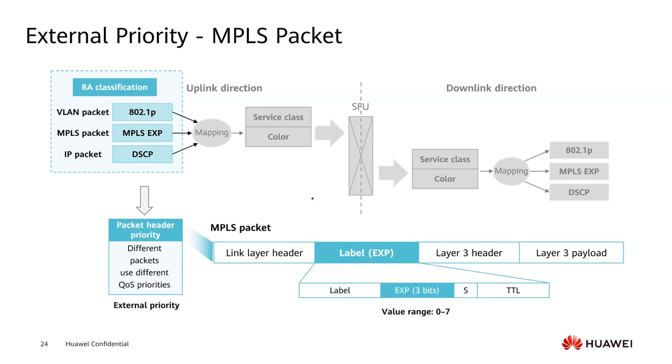And for MPLS, it is similar. In the MPLS header, we have a field called the EXP field. This field is also where we put the external priority, and the value range is also from 0 to 7. So we can divide the MPLS packet into 8 priorities from 0 to 7.